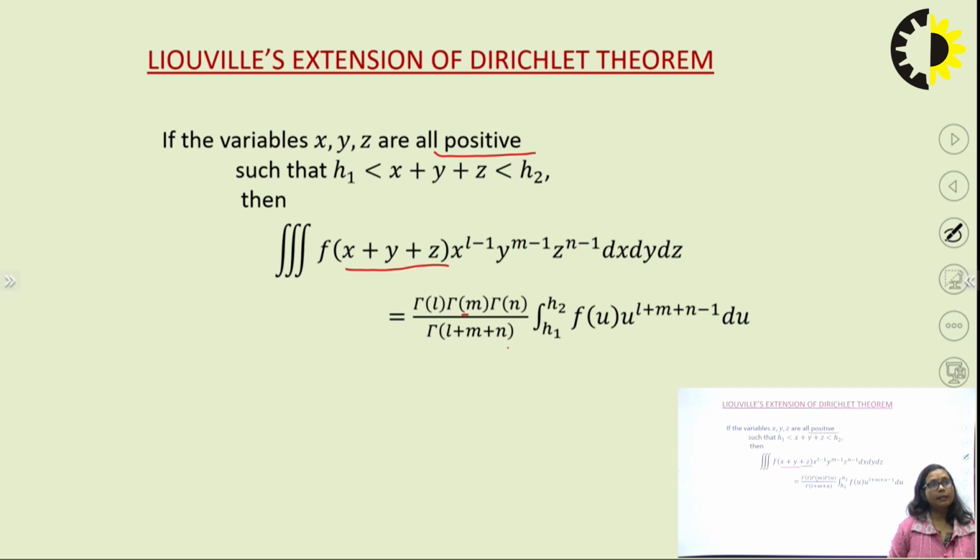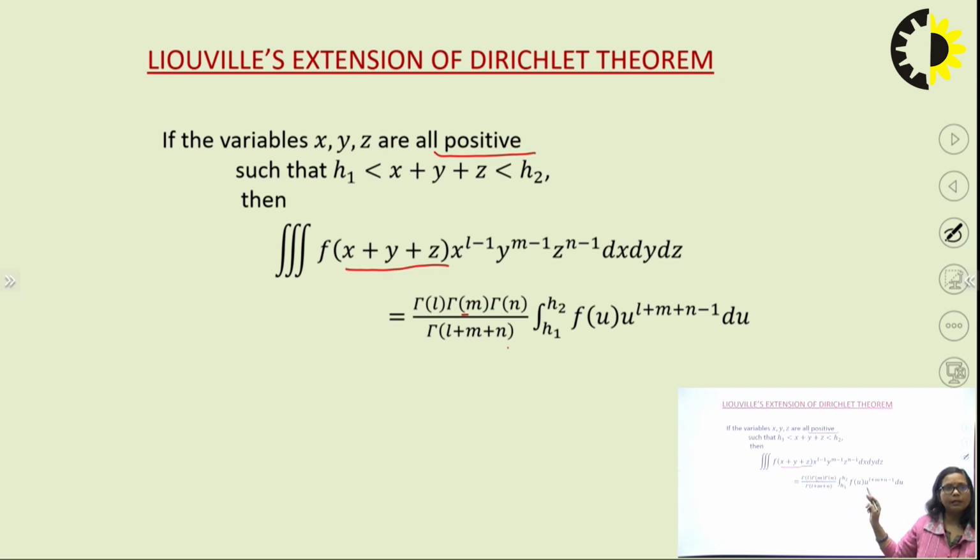So what this extension is doing, this extension is converting a triple integral into a single integral by again using the gamma function. So what I need are the limits of this x plus y plus z, put the limit over here from h1 to h2. Function of u means keeping this x plus y plus z equal to some u, into u to the power l plus m plus n minus 1 into du. So after using this extension, we are able to convert the triple integral into a single integral.